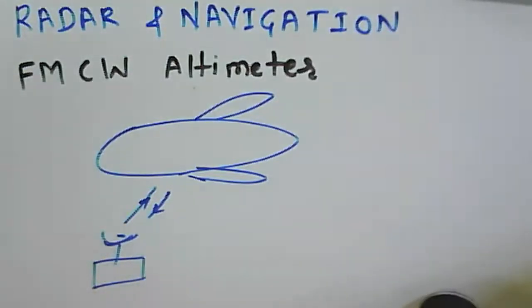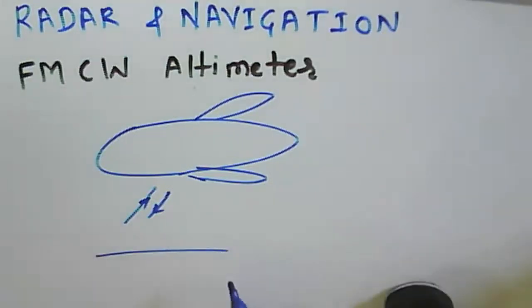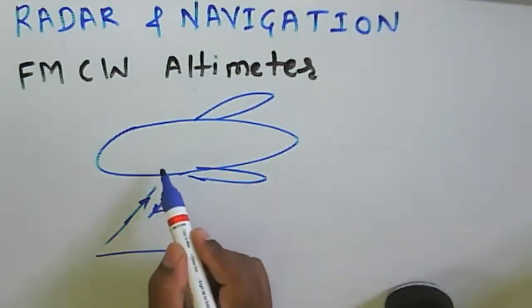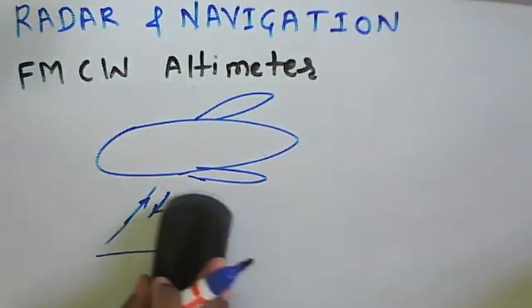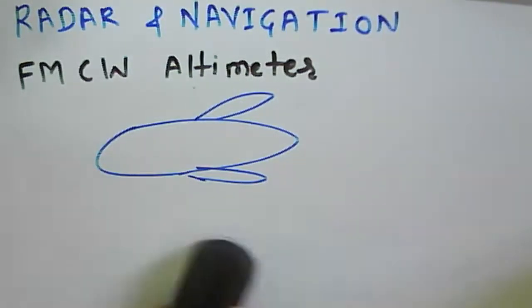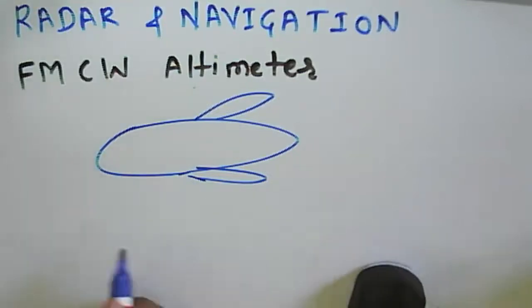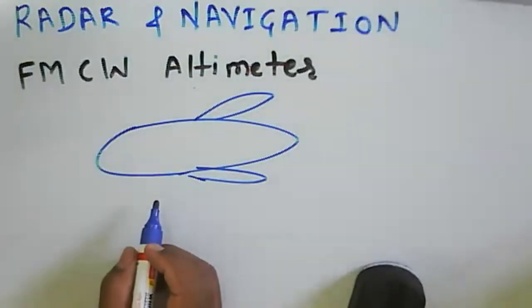For example, if you consider a surface instead of a radar, the altimeter available in an aircraft will send the signal so that the height from the surface can be measured. So we can consider the height from the surface, or we can use this for the measurement of the velocity.